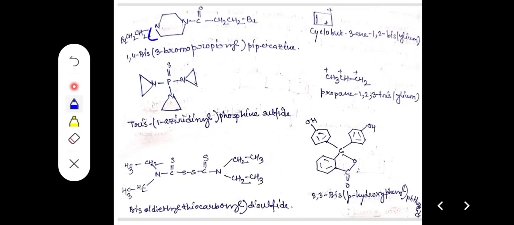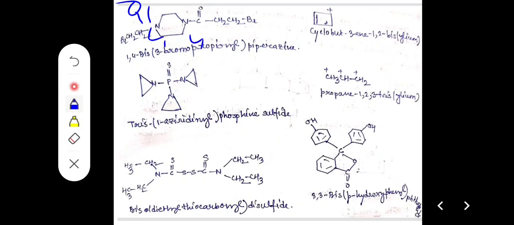I think there should be a COO group there. That's why we can say that is 3-bromopropanoyl, and that is at the 1 and 4 positions. If we consider one nitrogen as 1, the other nitrogen should be 4, because in between the 2 nitrogens there must be 2 CH2 groups. So at position 1 and position 4 the 3-bromopropanoyl group is present, and overall we can say the piperazine is 1,4-bis(3-bromopropanoyl)piperazine.